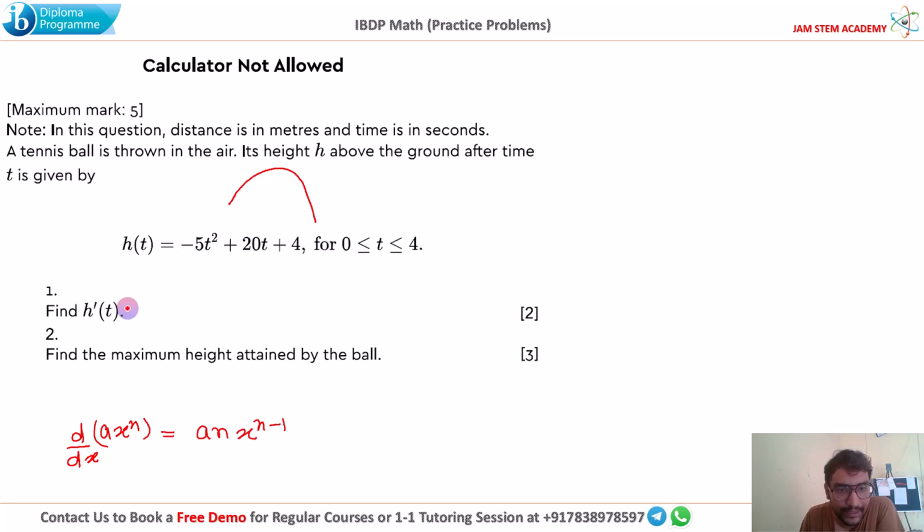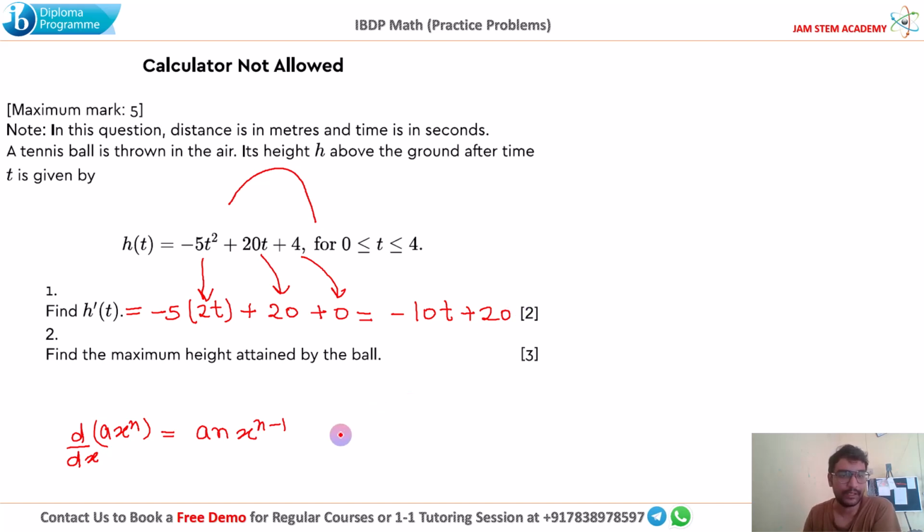So here if I take the derivative of h(t), I will get negative 5 as it is, but for t squared the derivative will be what? 2t. Then plus sign for the second term, 20t. The derivative is going to be 20 only, because the derivative of t with respect to t will become 1. What about the constant number? The derivative of a constant is always 0. So this is the derivative. If you want, you can simplify it further. What is that? Negative 10t plus 20 is the answer to the first part.